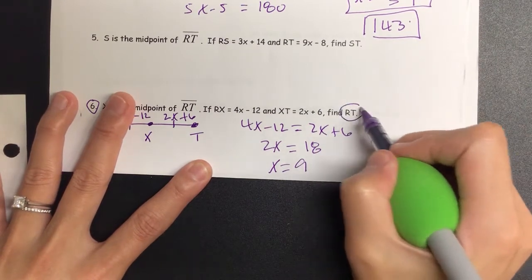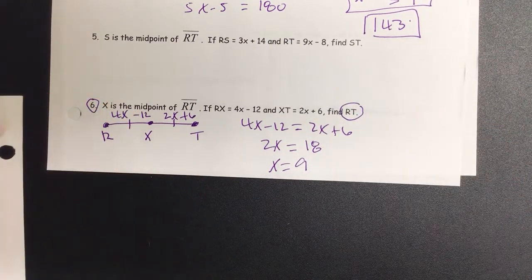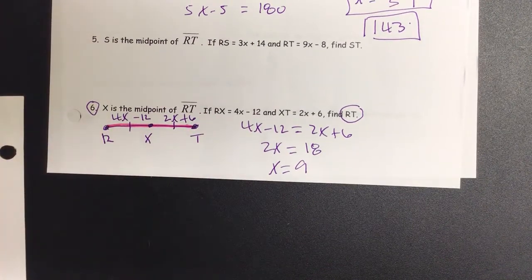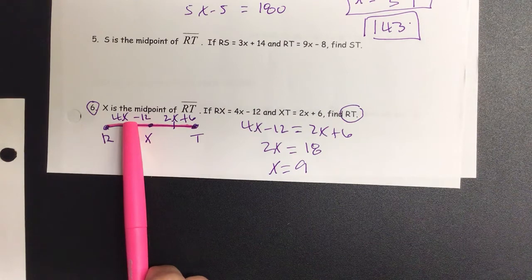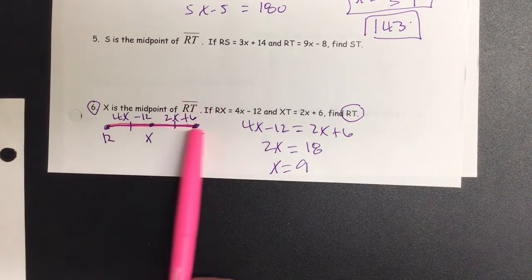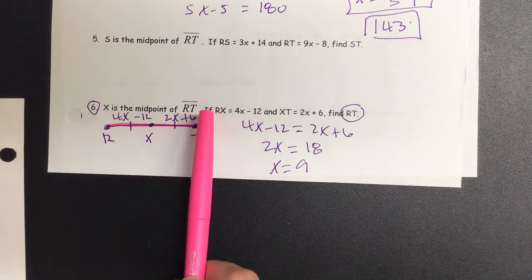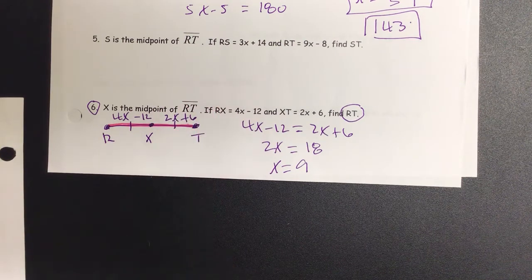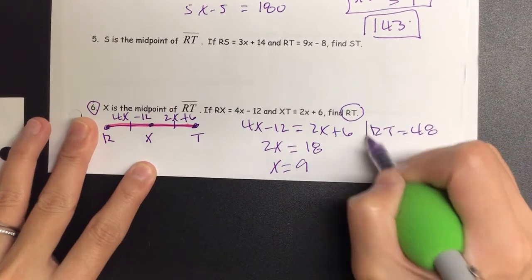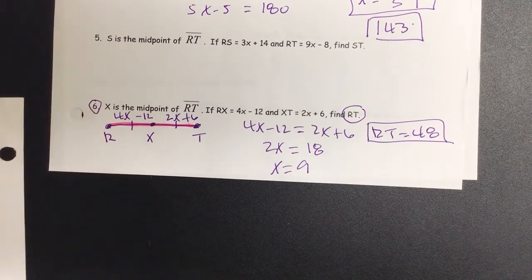It says to find RT, and I want you to notice something. RT is a whole segment, so you have many ways to go about this. Yes, plug it in, and add, right? Or for me, I would plug it into the easier expression and multiply it by 2. And when you do, we'll get that RT is 48. So if one way works out for you, perfectly fine, okay?